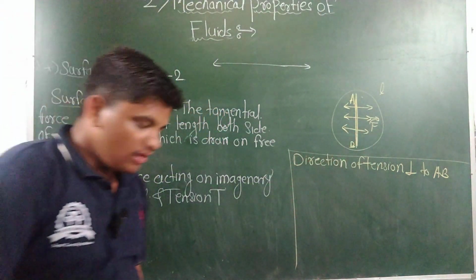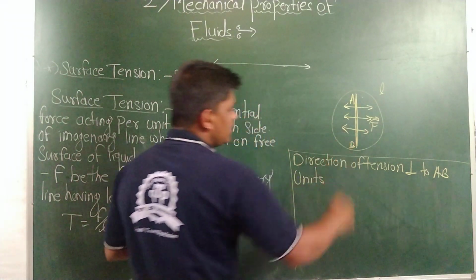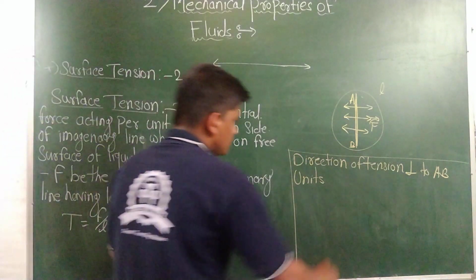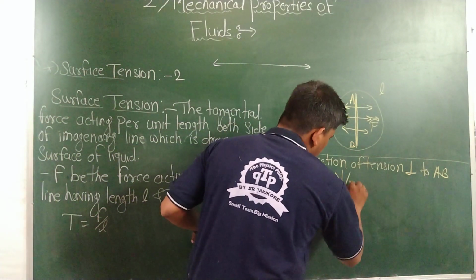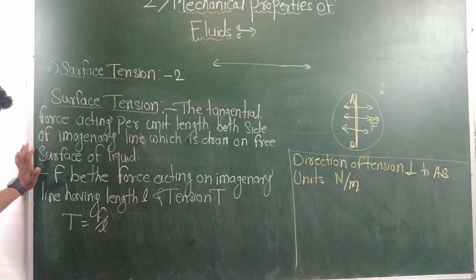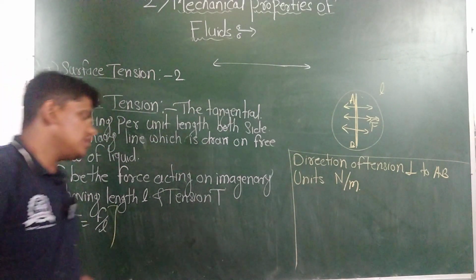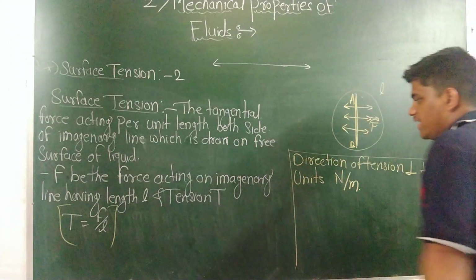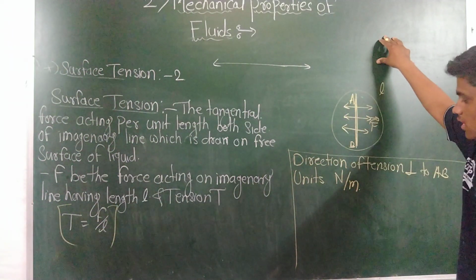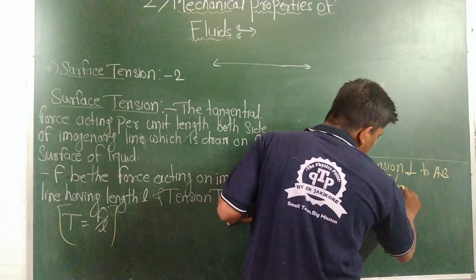Then the units of the surface tension, as we have just seen here, are Newton per meter. We derived the unit with the help of the equation of the tension under the explanation and definition of surface tension. Another unit is joule per meter square.